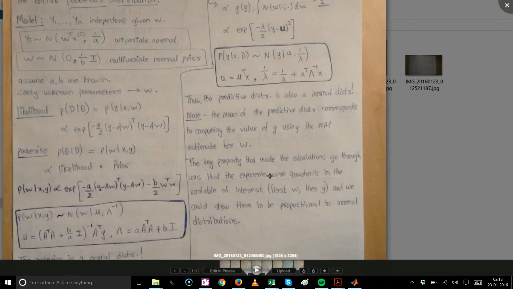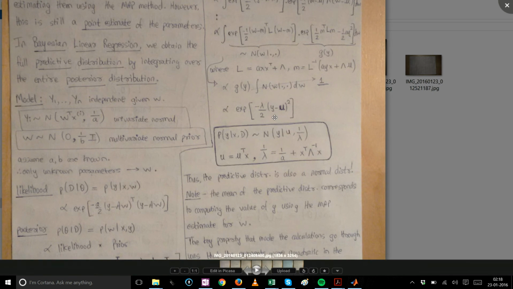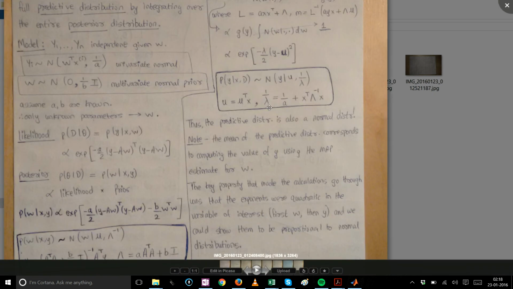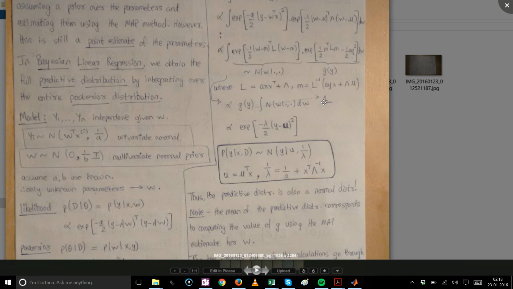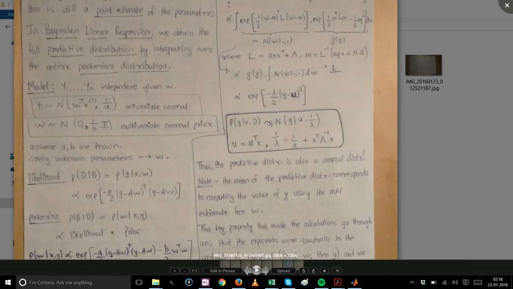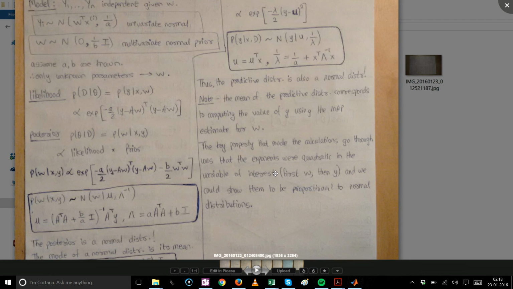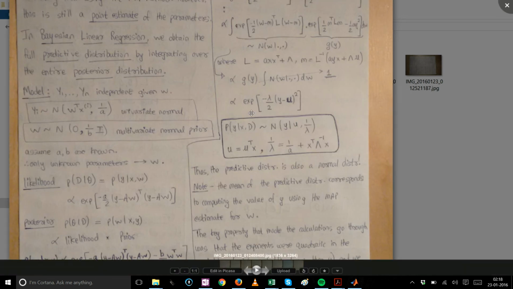And the key property that made us reach here through all this is that we were always able to get a quadratic, first in w and then in y. First in w, and then something went to 1 because it was an integral over w, and then we got a quadratic form in y, and therefore we could express it as a normal distribution in y. So this is Bayesian linear regression.